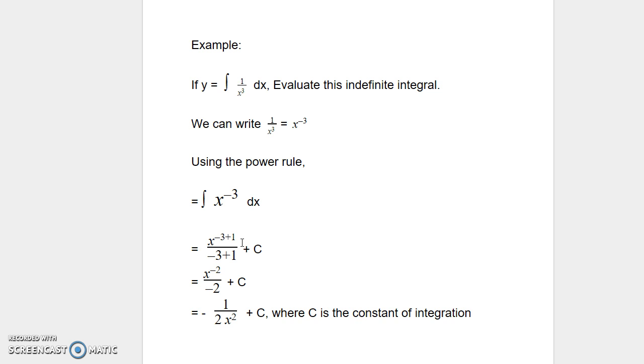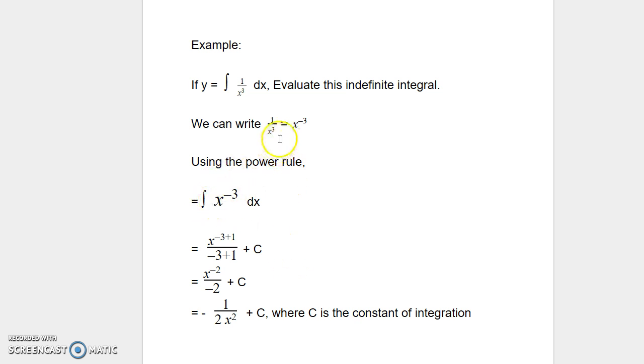Let's say we have the integral of 1 over x cubed dx, and we want to evaluate this indefinite integral. We can write 1 over x cubed as x to the power of -3. When we bring the exponential term to the numerator, the base remains the same, but the exponent becomes a negative value. So 1 over x cubed becomes x to the power of -3 in the numerator. Now we can use the power rule and simplify this example problem.